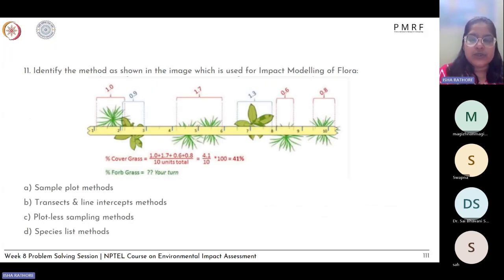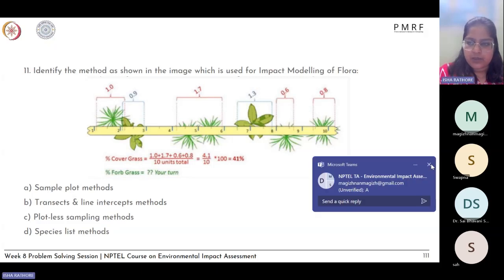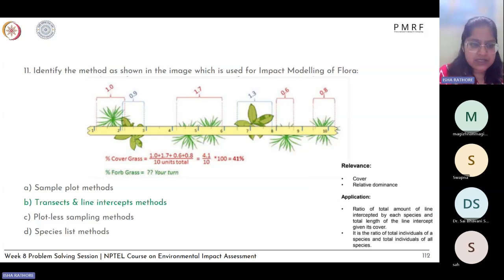So identify the method as shown in the image, which is used for impact modeling of flora. Is it A, sample plot methods, B, transects and line intercepts methods, C, plotless sampling methods, or D, species list methods? So we have an answer B. So B is the correct answer. So this is the transects and line intercept method. So the line is of a length of 10, and then we mark the percentage of cover that different species have on this line. So this is the transect and line intercept method. So B is the correct answer.